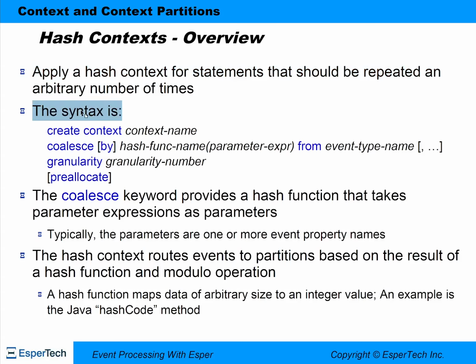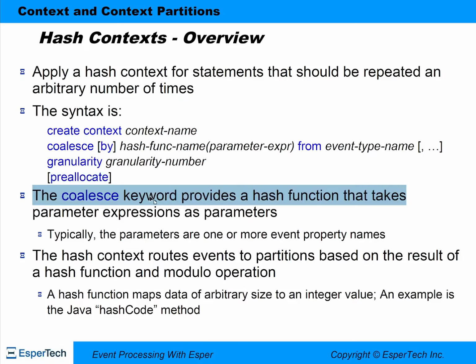The syntax is: the create context keywords, then the context name, then the coalesce keyword and the optional by keyword, then the hash function name and parameter expressions in parentheses, then the from keyword and an event type name, then, optionally, additional pairs of hash function and event type name, then the granularity keyword and a granularity number, then, optionally, the pre-allocate keyword.